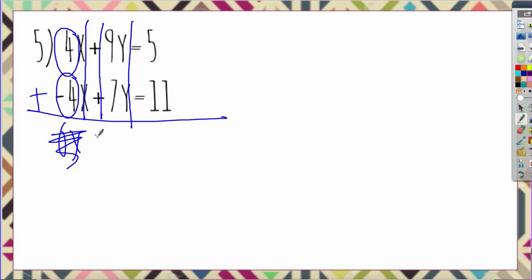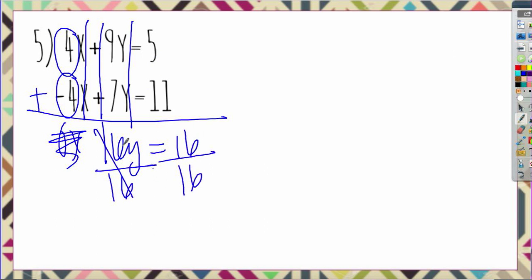9y plus 7y gives us 16y. And then 5 plus 11 gives us 16. So when we divide both sides by the coefficient in front of y, which is 16, we find out y is equal to 1. Now we've got to choose either one of our equations to plug that y value back into. I'll choose the top one, just because.